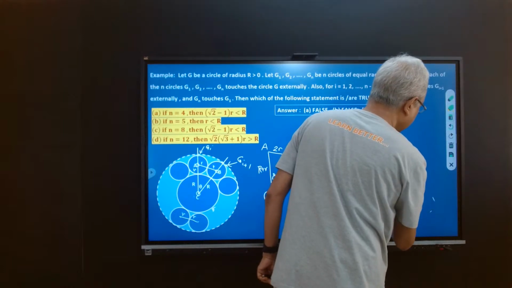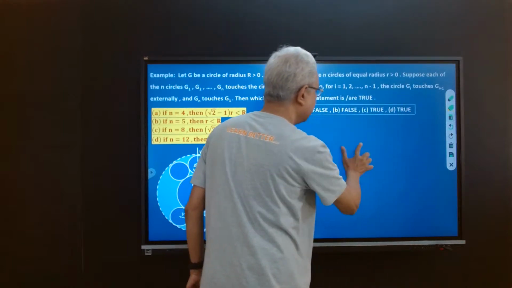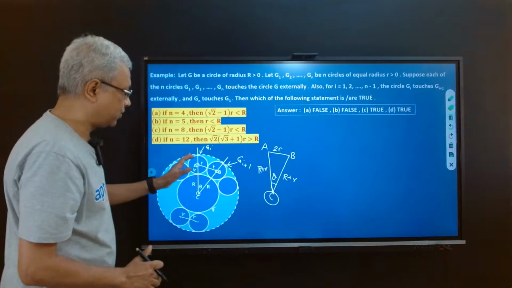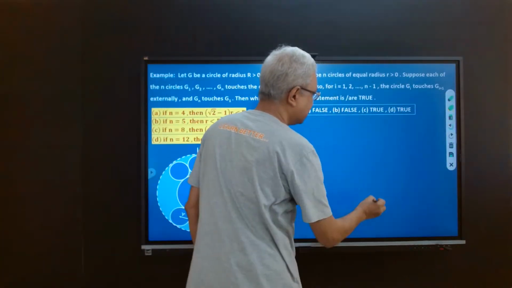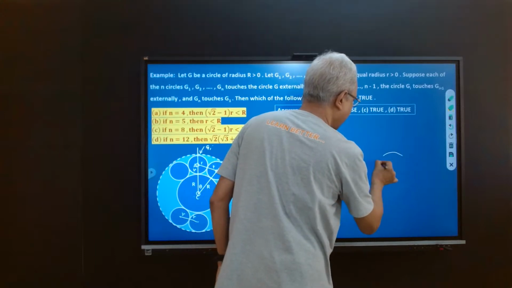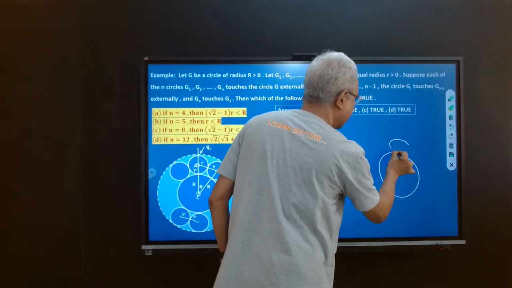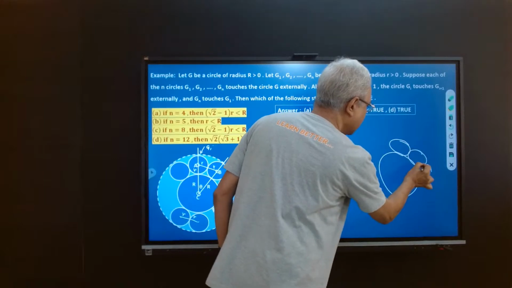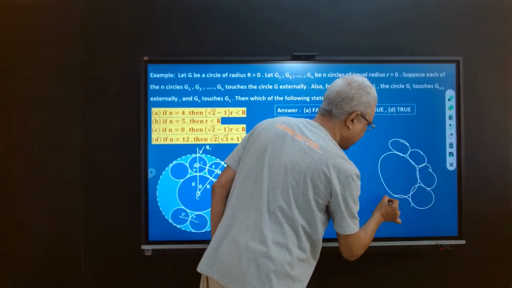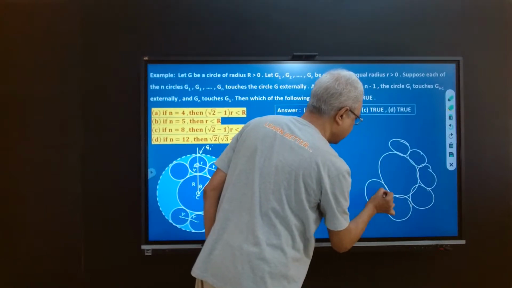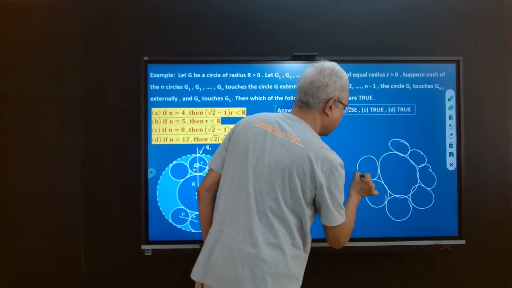Now, what can we guess about theta? What can you guess about theta? See, just for your benefit, let me draw this diagram. A rough diagram. This is 1, this is 2, this is 3, this is 4. This is not a perfect diagram. Just for understanding, let us draw a diagram like this.